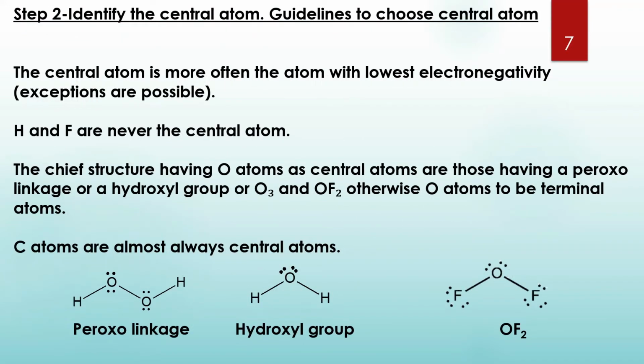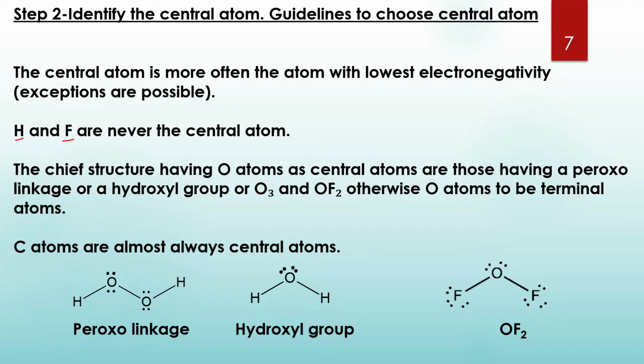Step 2. Identify the central atom. So there are certain ways you can identify the central atom. Usually the central atom is the atom with the lowest electronegativity. But there are some exceptions at times. Hydrogen and fluorine are never the central atom because hydrogen can only form one bond with another element. So hydrogen cannot be a central atom.